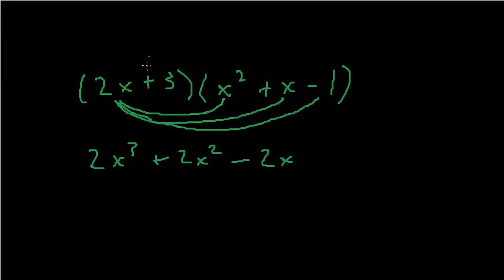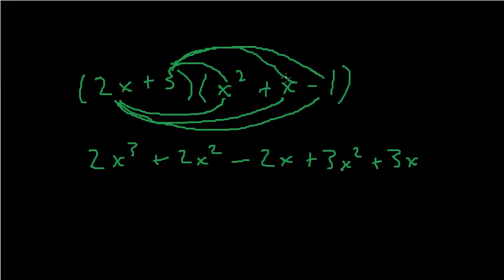Then I move on to my 3. 3 times x squared gives me a positive 3x squared. 3 times x gives me a positive 3x. And 3 times negative 1 gives me negative 3. Now I combine all of my like terms. Let's first identify them. We have 2x squared terms here and here. And we have 2x terms here and here. So we'll go ahead and combine those.